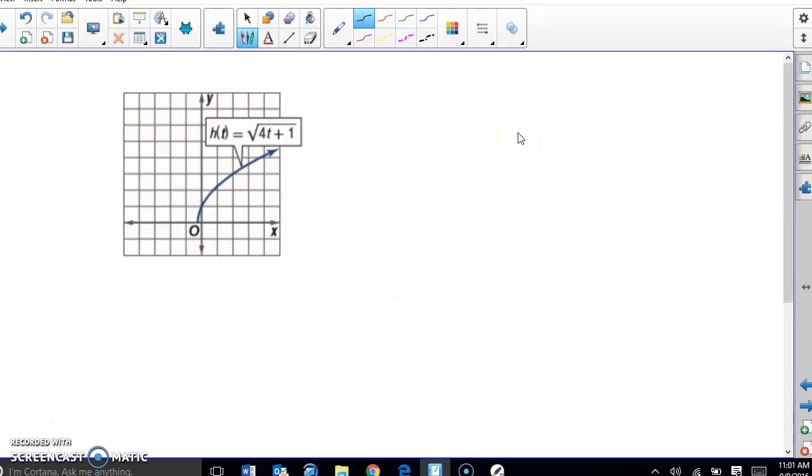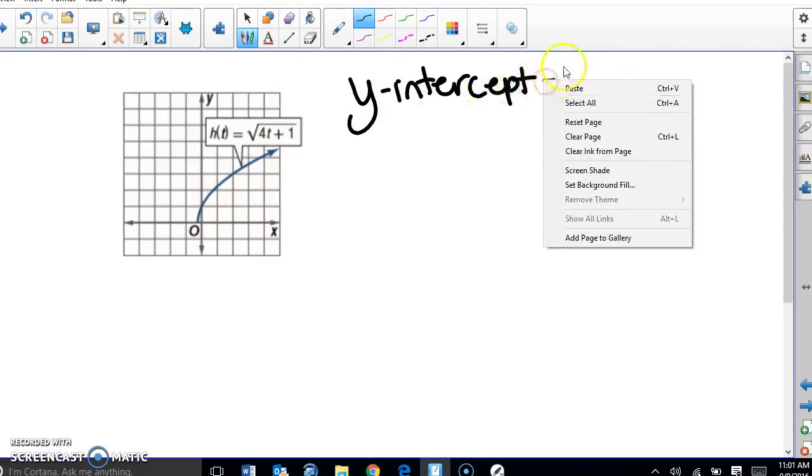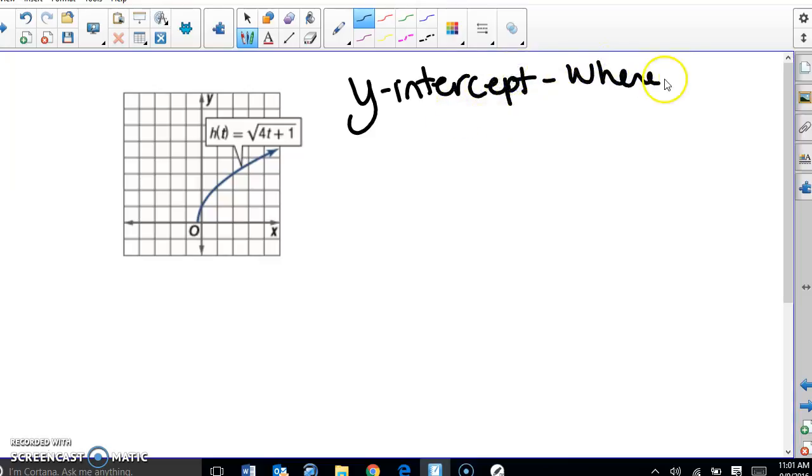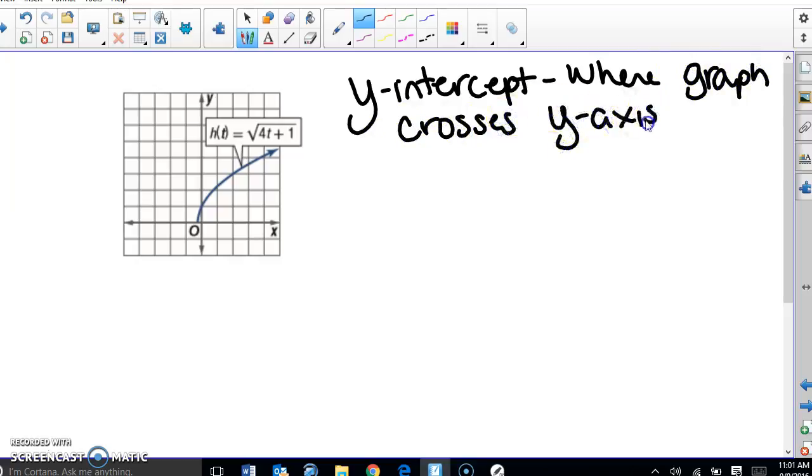Alright, so now we're going to look at our y-intercepts. If we're looking at this graph here, we're going to look at it graphically, and then we're going to solve algebraically. So our y-intercept is where our graph crosses the y-axis. And on our graph, we can see that that's right here. If this is on a scale of 1, it looks like it is at 1.